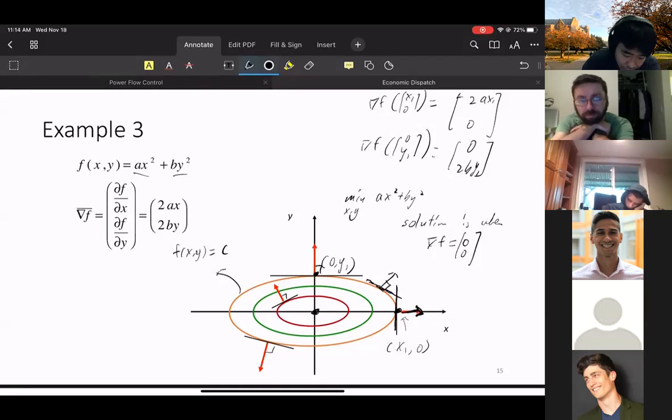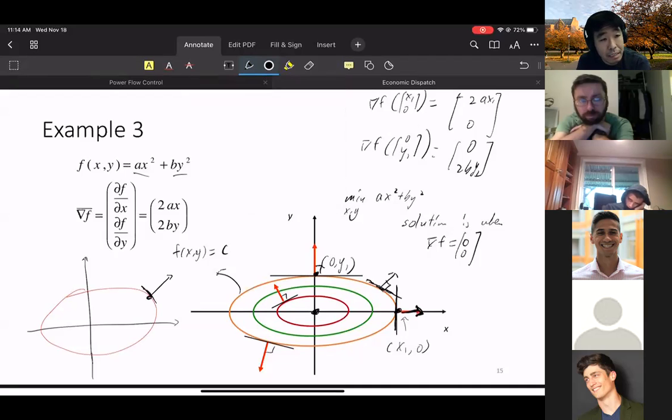Okay, so if you look at this, let's look at the level sets of this function. Basically, let's say this level set, and let's say at this point I have a gradient. So I can ask the following question: is this point the minimum? Can this point be the minimum, if it has a gradient? The answer is no.